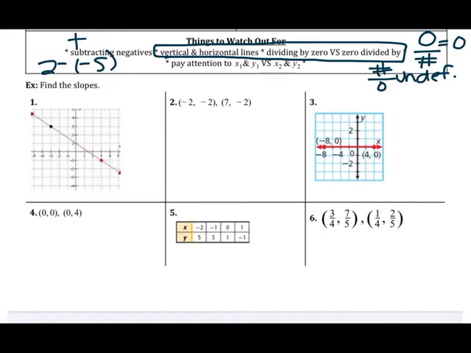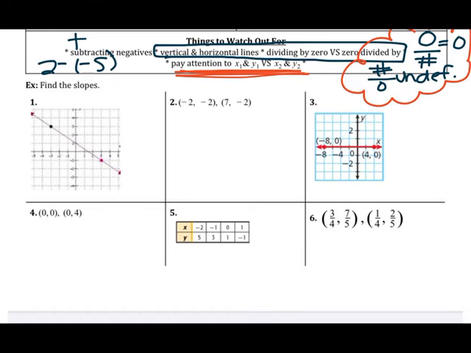So this part, I'm going to put a little red cloud around it, is incredibly important, and it's one of the places that people get confused the most in this section. You can have 0 in the top, that would just mean that your slope is 0. You can't have 0 in the bottom, that would mean that your slope is undefined. And then lastly, as I was just saying, make sure that you're paying attention to your x1, y1, that you're being consistent with which is your first point and which is your second point.